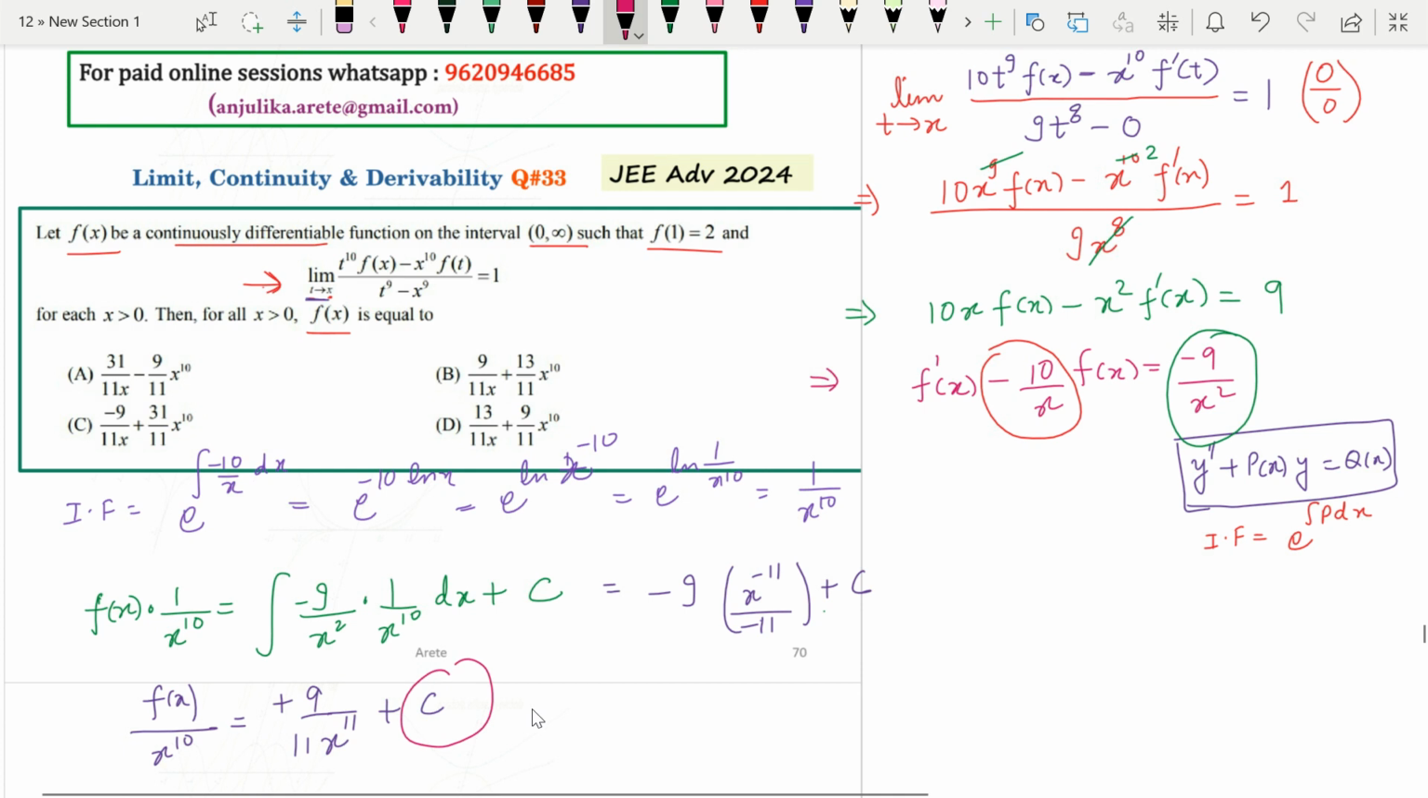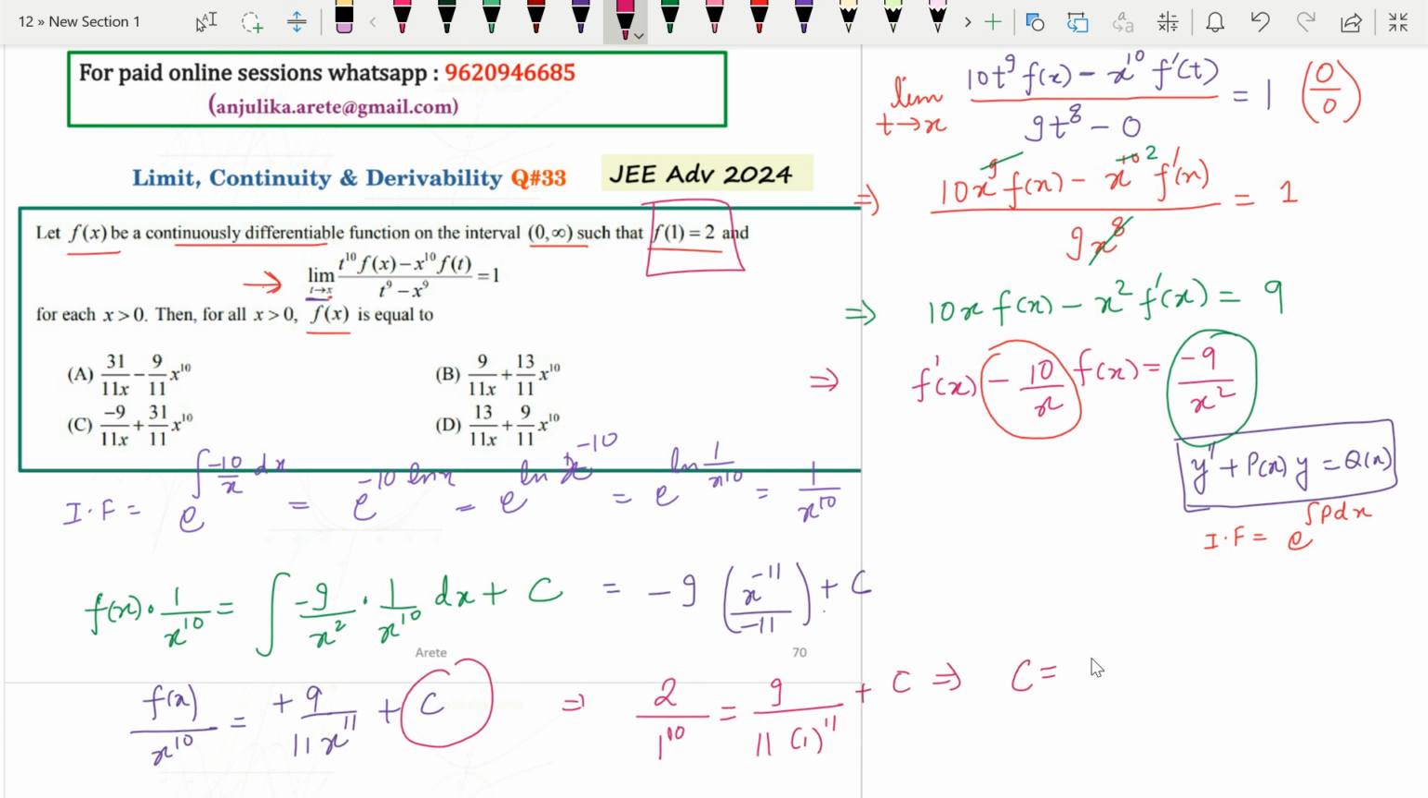Now what is remaining? Just c. You need to know what's your c. Who is going to give you that? This condition. Plug in the condition. F of x is what? 2, when your x is, sorry, 1. So here you're getting 9 upon 11 times 1 to the power 11 plus c. So from here you get c is 2 minus 9 upon 11. That would be 13 upon 11. Done.